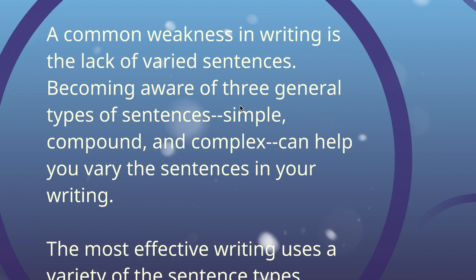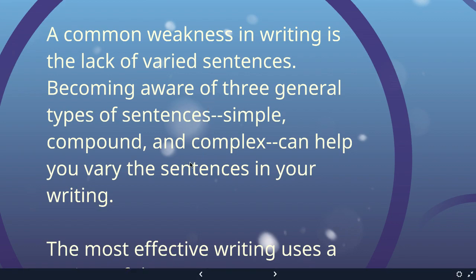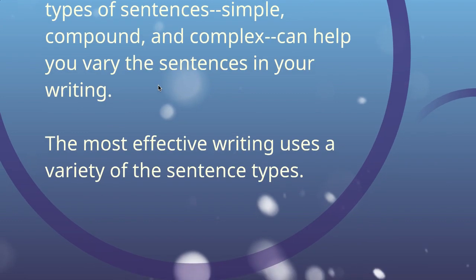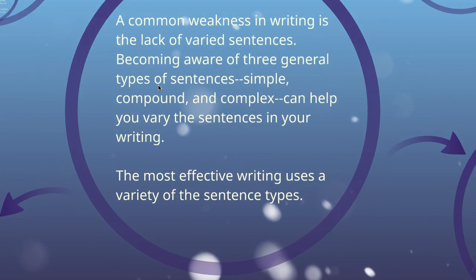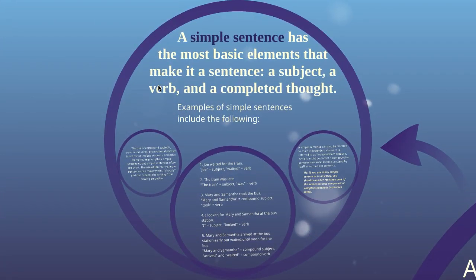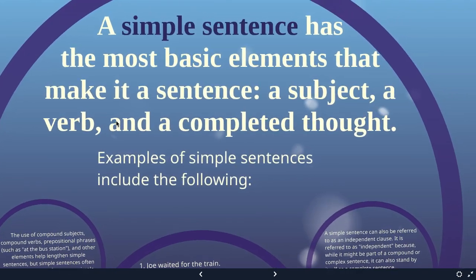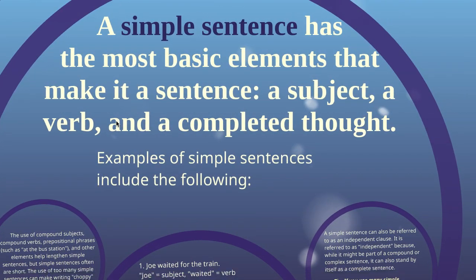So two things that I try to focus on throughout the course of the year: your word choice, coming up with the best word, and the way that you're going to present it, coming up with the best sentences. The most effective writing uses a variety of sentence types, and the way this is going to go is we're going to break down into the simplest and go from there. The very first one we're looking at is a simple sentence. A simple sentence has the most basic elements that make it a sentence. We have a subject, we have a verb, and we have a completed thought. All right? And we'll get into some examples in a moment.